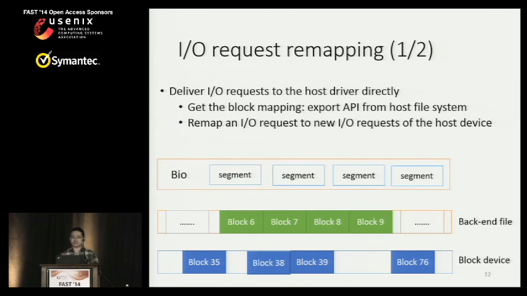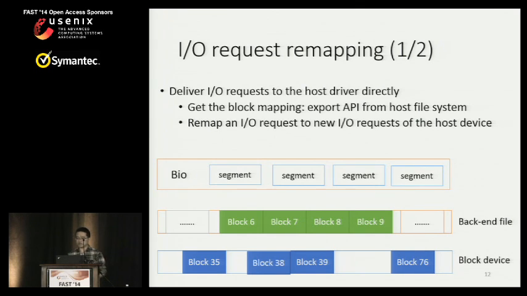To address the first problem, we propose our request remapping mechanism. The technique delivers I/O requests from the guest file system to the host driver directly. As we know, most file systems devise a mapping routine for block mapping. We export the API from the host file system. It first gets the block mapping by invoking the mapping interface of the host file system.